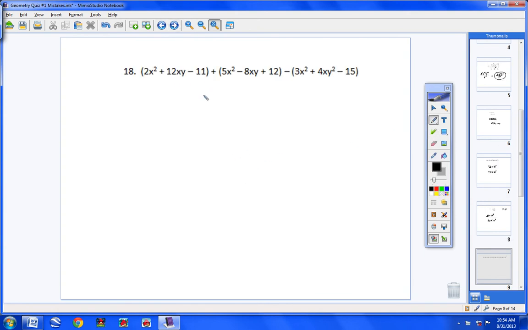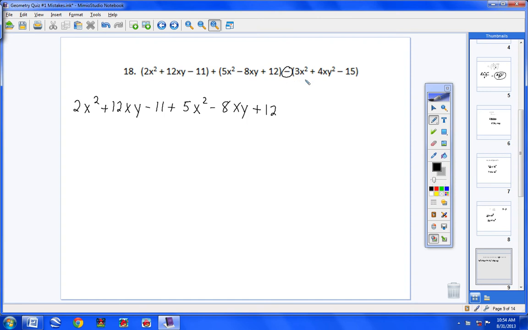All right. Okay, I've got a positive sign in front of this parenthesis, so none of the terms on the inside change. They all stay the same. Here I've got a positive in front of this parenthesis, so none of those signs change. They all stay the same. These are not difficult, but they're definitely tedious.